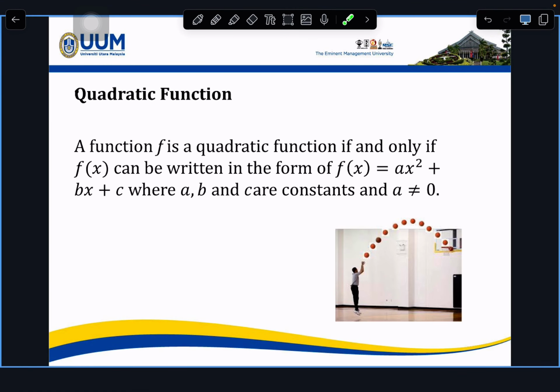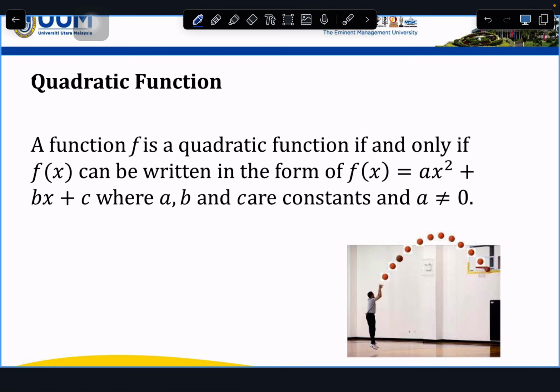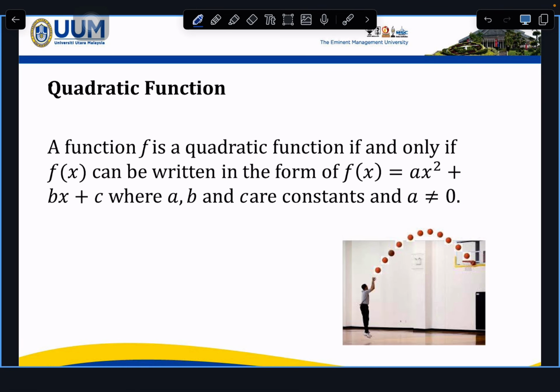And before we proceed, my first question is always like this. What are quadratic functions? What do you know? Anything related to quadratic functions? Yes, just say it. Yes, what is a quadratic function?